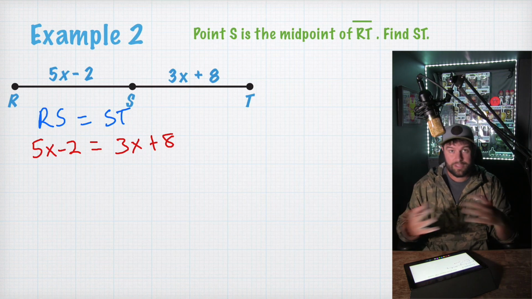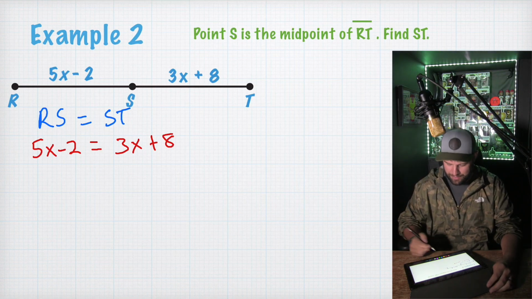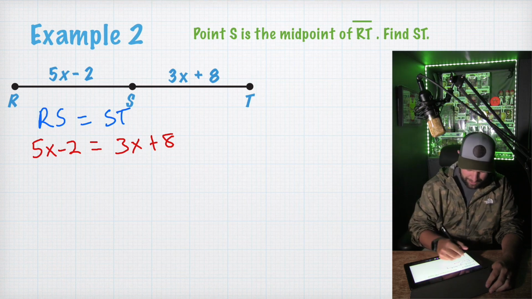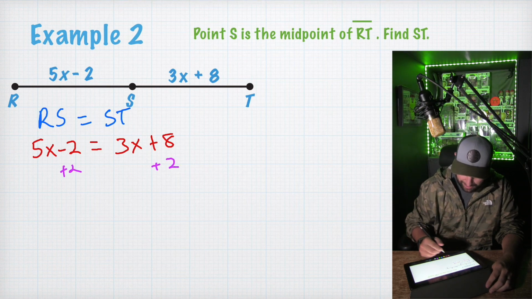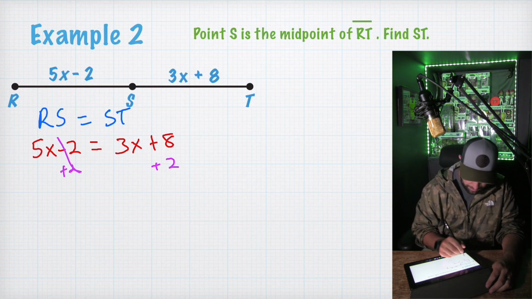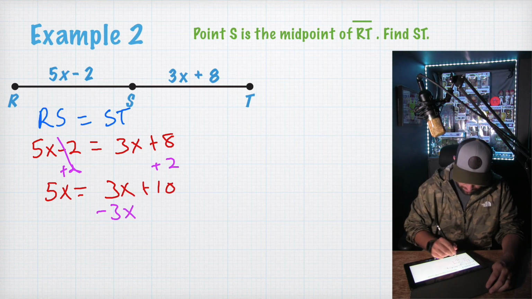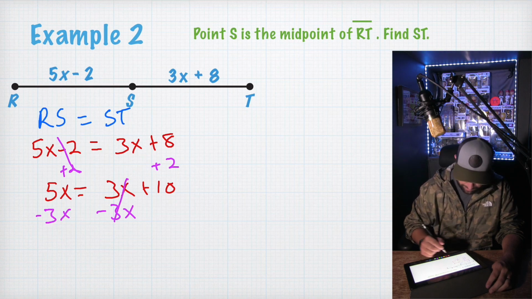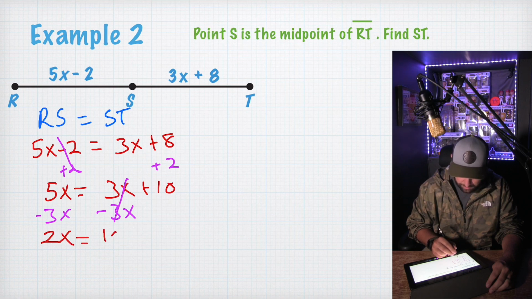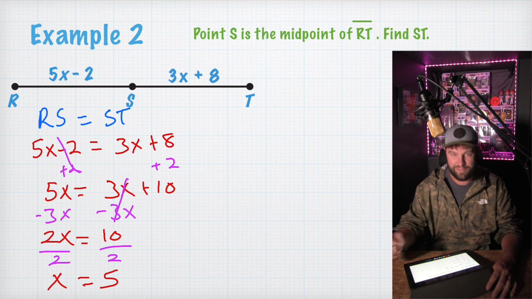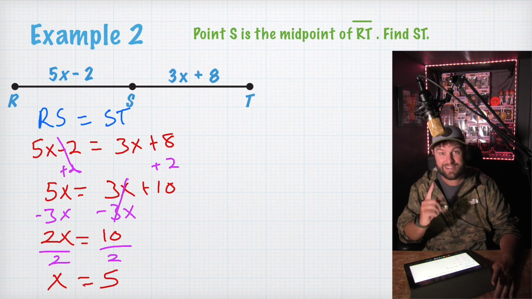Now we just have to do the simple algebra to work through this. You all know what you're doing, but I'm going to work through it anyways. We're going to add 2 to each side. These 2's are going to cancel out. We're going to be left with 5x equals 3x plus 10. Subtract 3x from each side. Our 3x's cancel out, and we're left with 2x equals 10. And last, divide by 2. x equals 5.